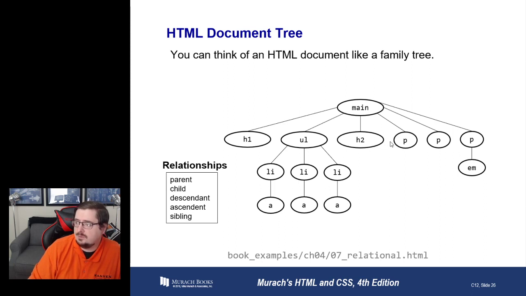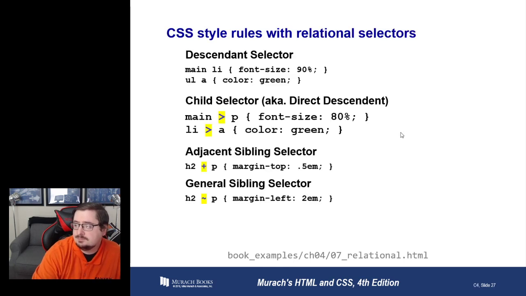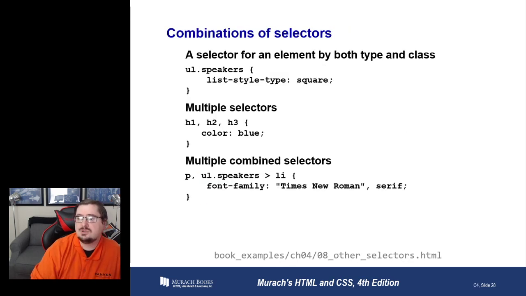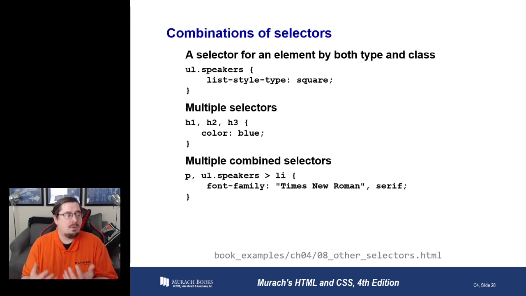So we do plus and just get this one, or you can get tilde and get all three of those. So those are our relational selectors. We can also combine the selectors that we've already talked about.